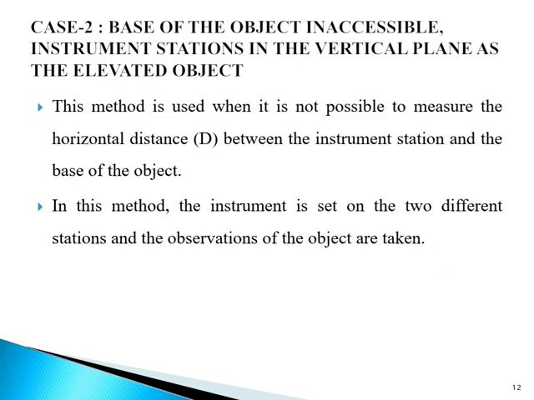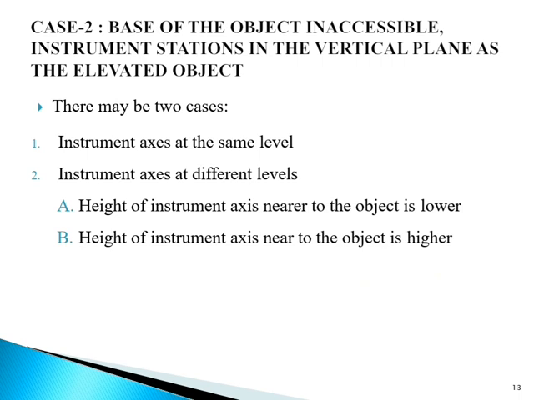Next, case 2: base of the object inaccessible and instrument stations in the vertical plane as the elevated object. This method is used when it is not possible to measure the horizontal distance capital D between the instrument station and the base of the object. In the first case, we have seen that the distance can be measured, but in this case the distance cannot be measured. So in this method, the instrument is set on two different stations and the observations of the object are taken. So there may be two cases in this one.